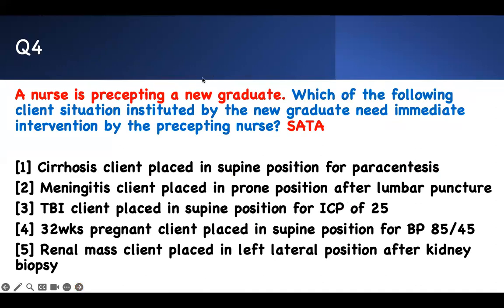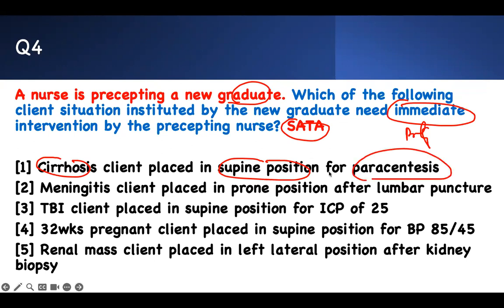Number 4, same thing, right? Select or apply. Which of the following situations instituted by the new graduate needs immediate intervention by the preceptor? I need to intervene. This is a priority question, and this is precepting a new graduate. What did she do that we need to intervene? Cirrhosis patient placed in supine position for paracentesis. In paracentesis, I want you to be upright so that I can stick the needle in the dependent position and get the fluid, or upright and lean forward. If you're supine, we have trouble. So we got to intervene.